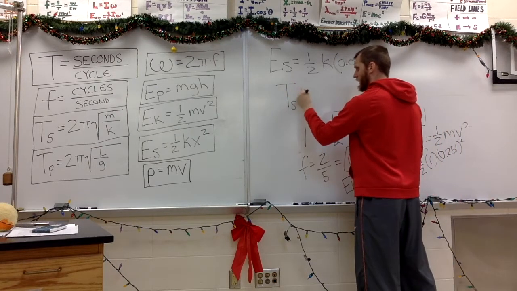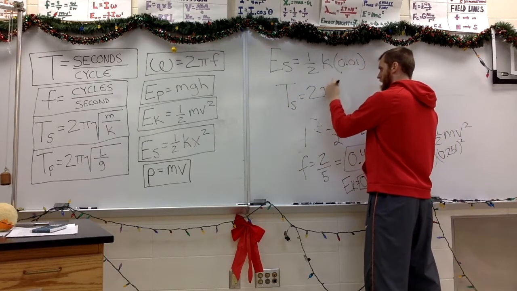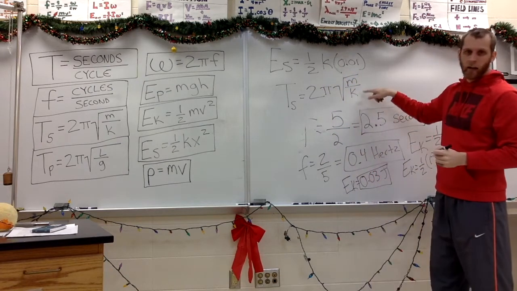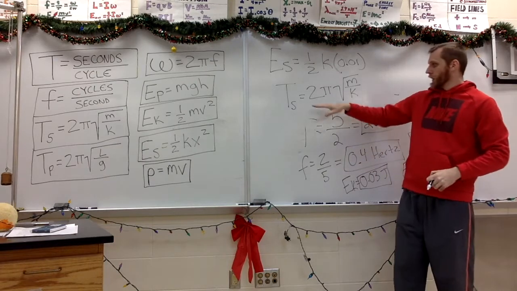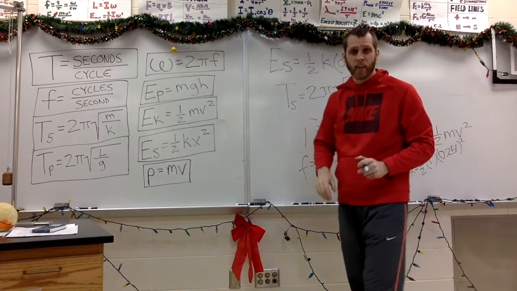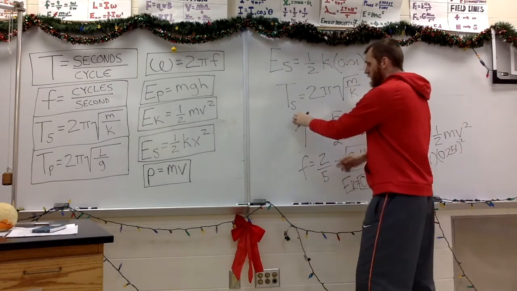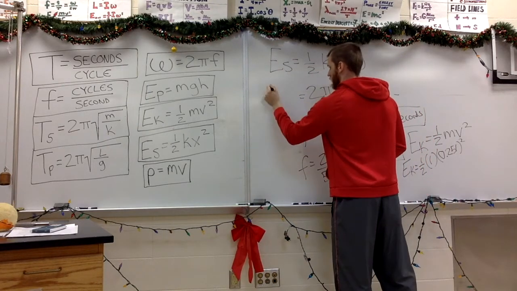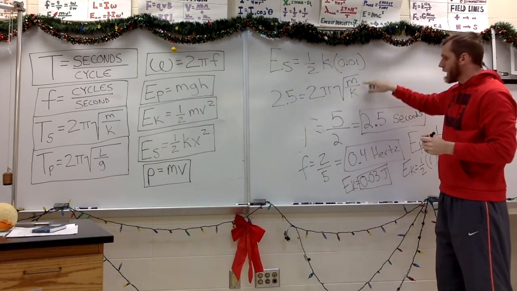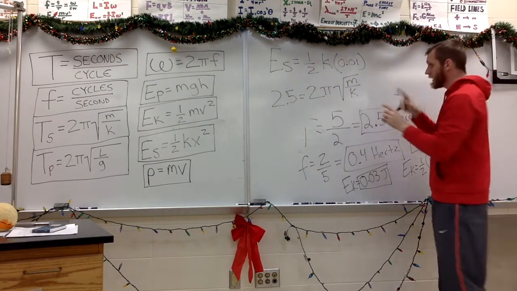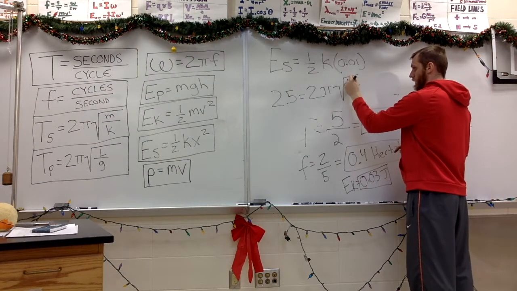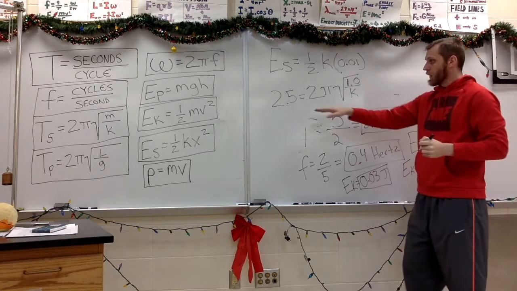So the period of a spring is equal to 2 pi times the square root of m over k. The period of the spring, we already had that value. That was 2.5 seconds. We've measured that before. So this is 2.5. All right, we want to solve for k. Now the mass, if you remember, is 1 kilogram. I'll put 1.0. Now I want to solve for k.